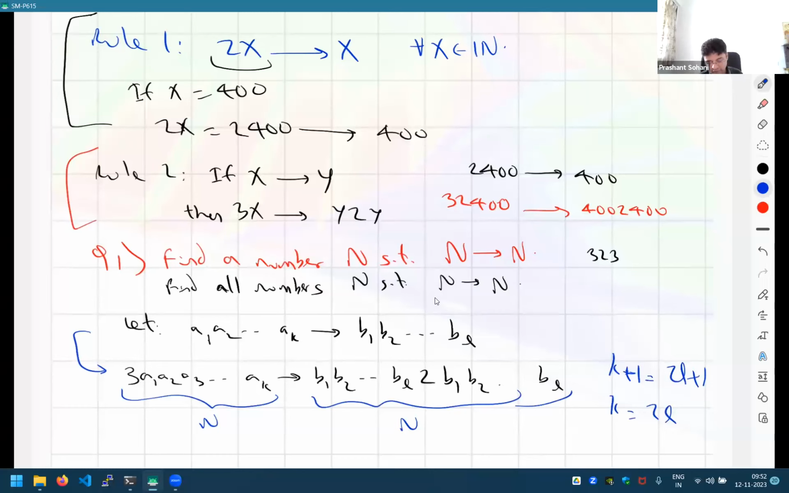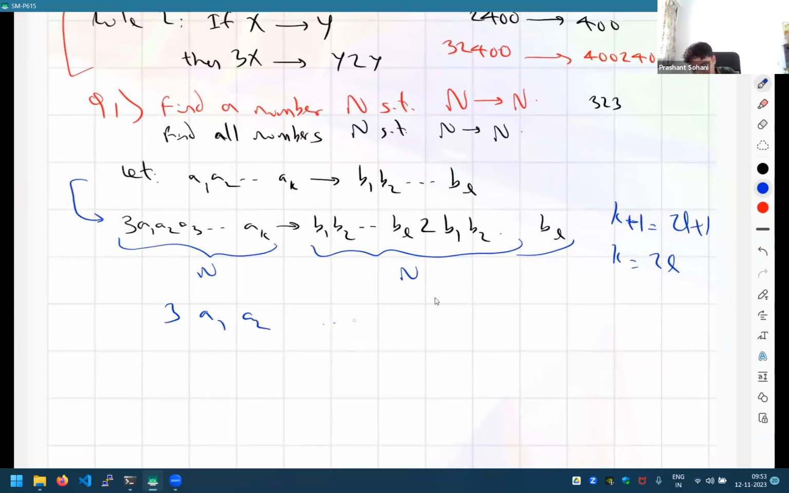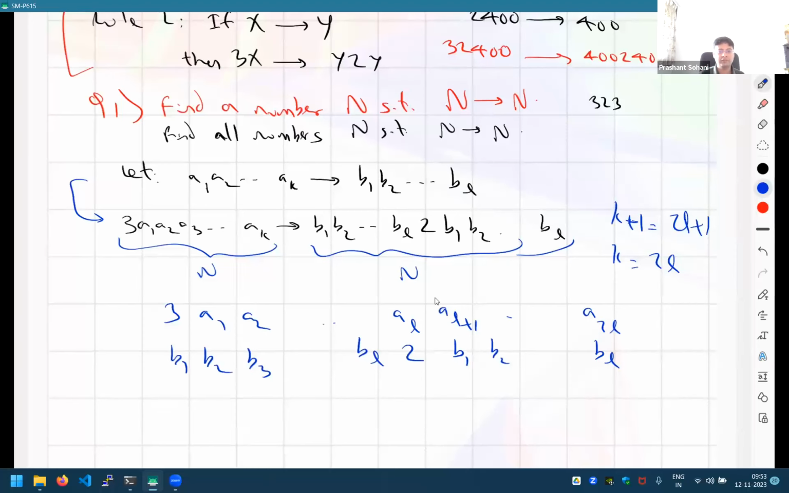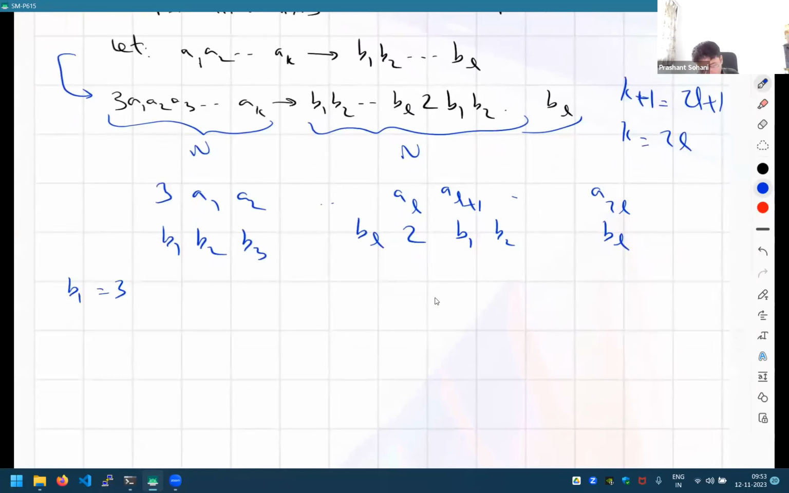And then if you write this one below the other, digit by digit, then what we are going to get, like this is 3, A1, A2, up to somewhere in between, you will have AL, AL plus 1 up to A2L, right? So this is the left hand side, and below that, if I write B1, B2, B3 up to BL, then 2, then again B1, B2 up to BL. So like these terms have to match up exactly. So we will get a number of relations, right? So basically, first thing is that B1 has to be equal to 3, and then A1 is B2, A2 is B3. So like this entire range of matching will give us one set of rules, right?